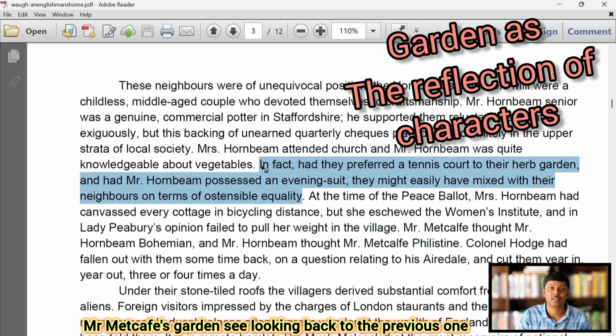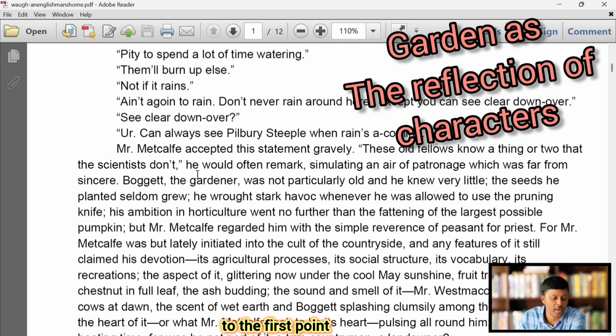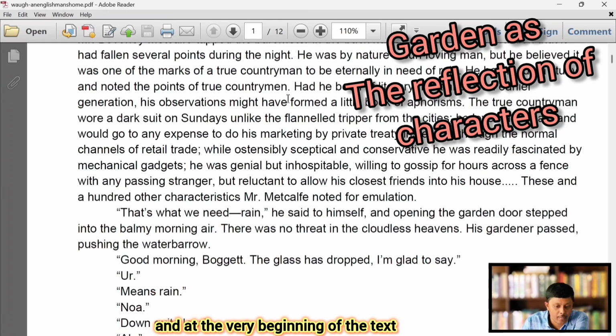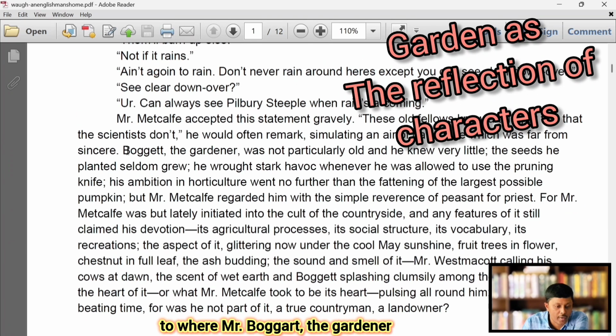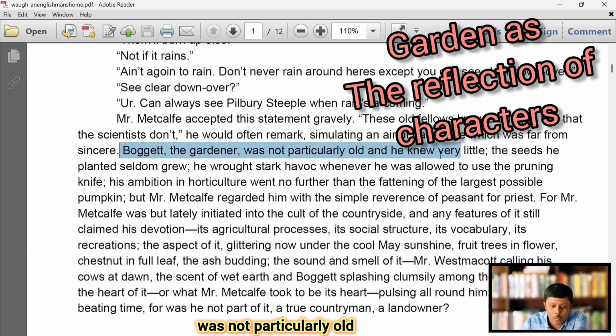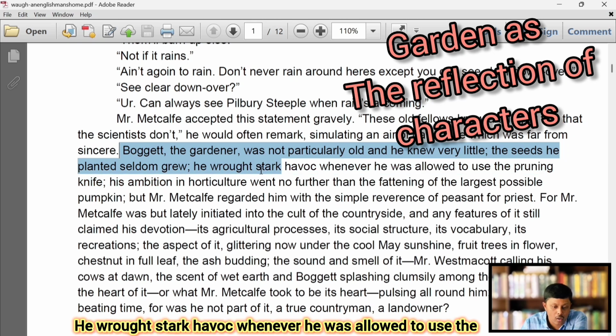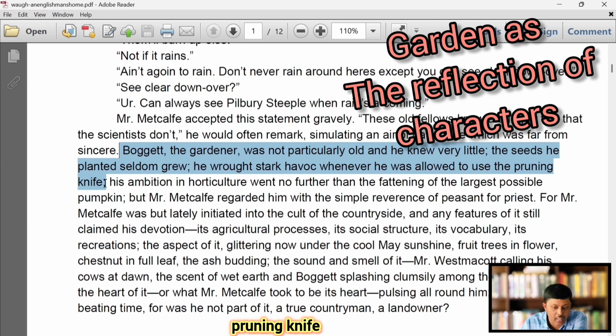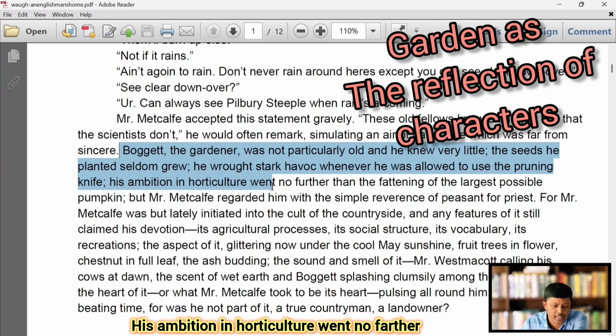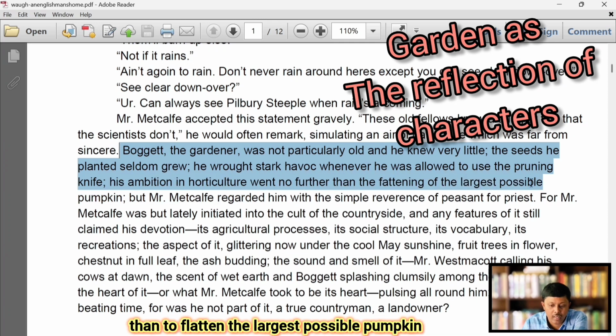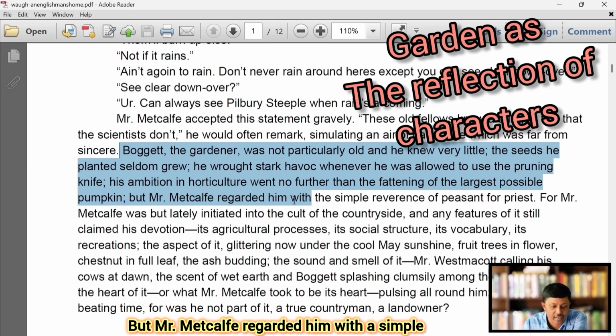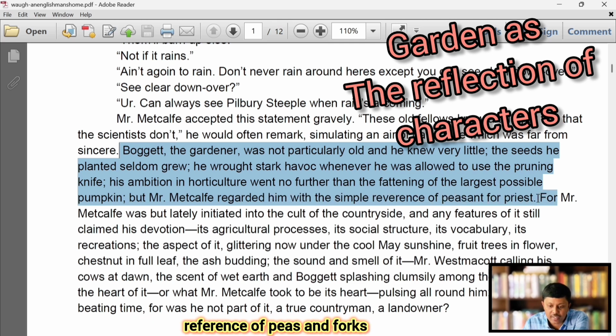Mr. Metcalfe's garden, looking back to the first point, at the very beginning of the text, where Mr. Boggett, the gardener, was not particularly old and knew very little. The seeds he planted seldom grew. He wrought stark havoc whenever he was allowed to use the pruning knife. His ambition in horticulture went no further than growing the largest possible pumpkin, but Mr. Metcalfe regarded him with a simple reverence of peasant for trees.